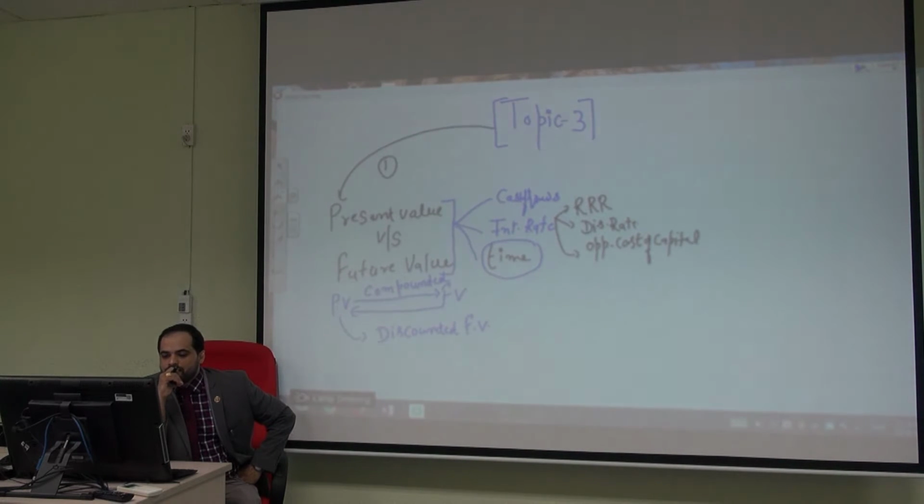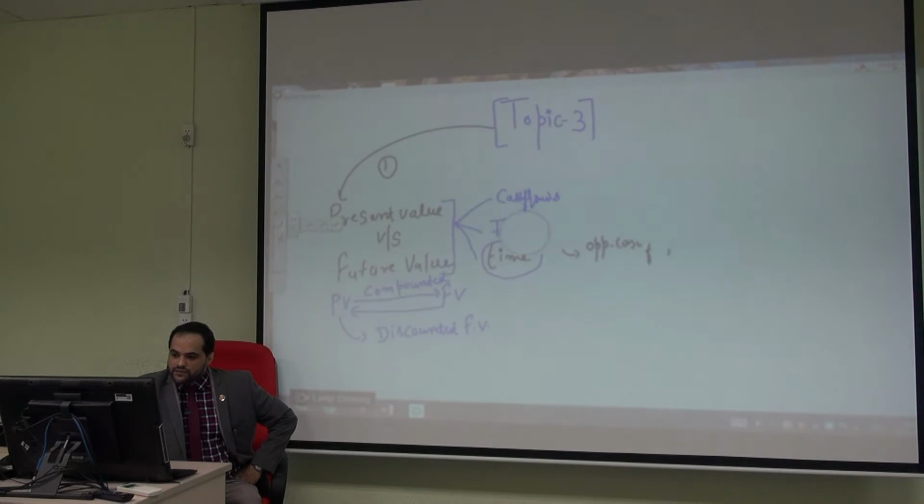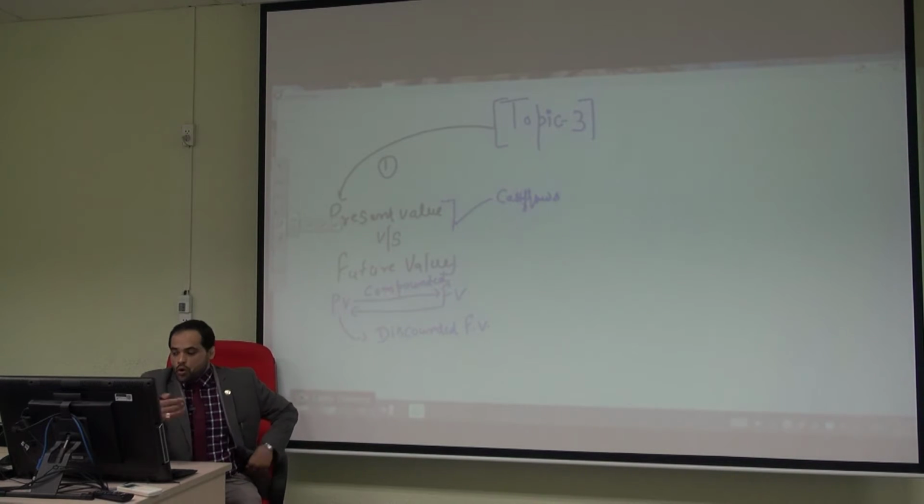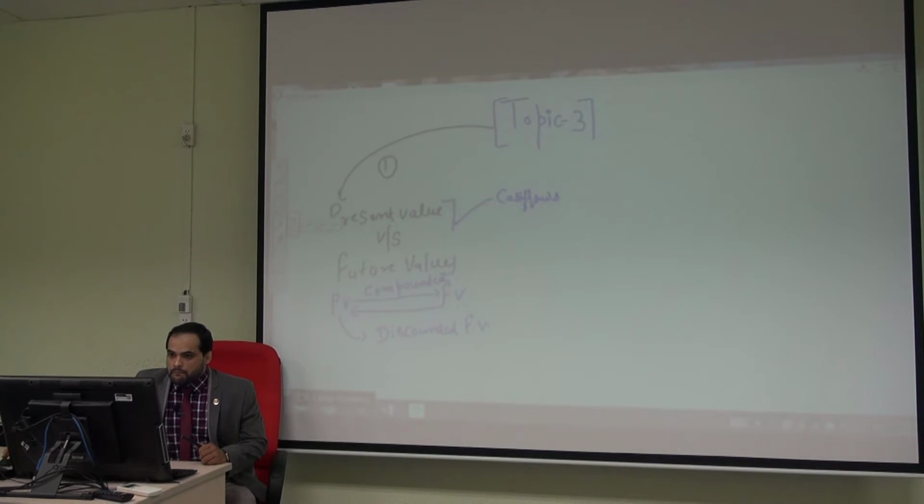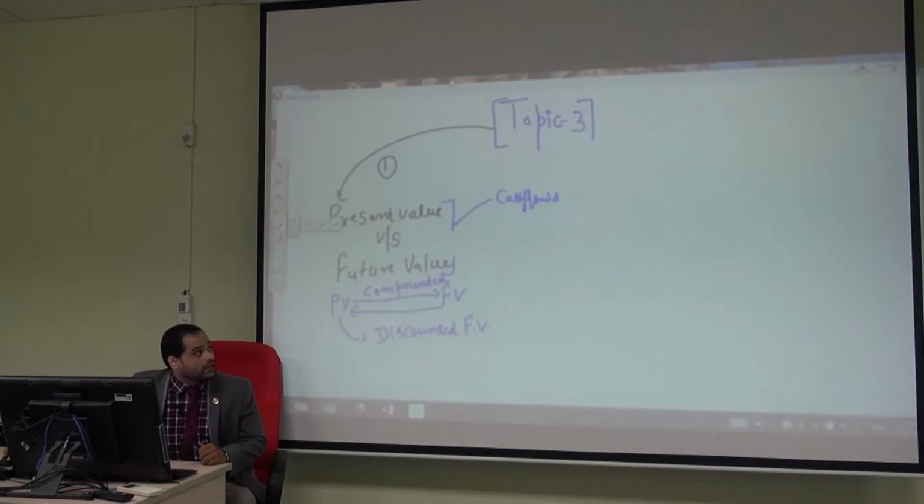So let's start with the present value or future value. We start with the cash flows. As I mentioned, cash flows are one of the important factors that we require to estimate the present value or future value. We have mainly 4 types of cash flows that help us give the value of money in the present or in the future.